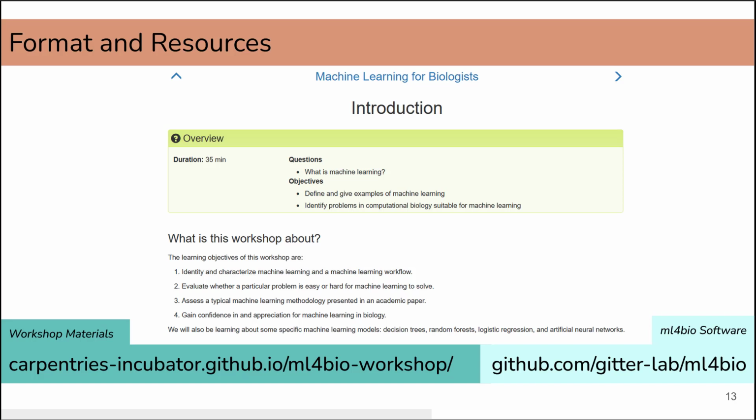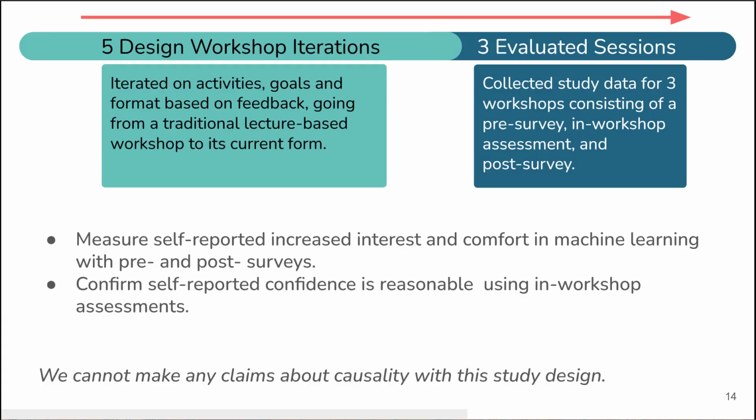The workshop is up as a set of GitHub pages using the Data Carpentries template. So we can see a screenshot of the introduction activity here. And all workshop materials, including all of the software materials, are available online to use or repurpose as you wish at the GitHub links below. So for the first 5 iterations of the workshop, we really focused on every time improving the design, goals, and format of the workshop. This actually began as a much more traditional lecture-based, slide deck type workshop. Once we felt that the workshop design was relatively finalized, and in the form I've presented so far here, we ran 3 final iterations of the workshop where we actually collected data to evaluate the workshop's performance.